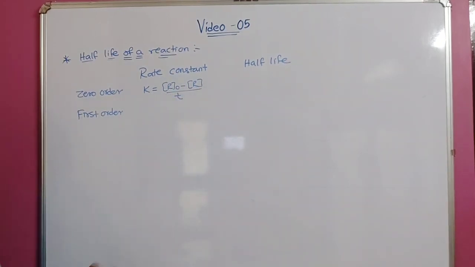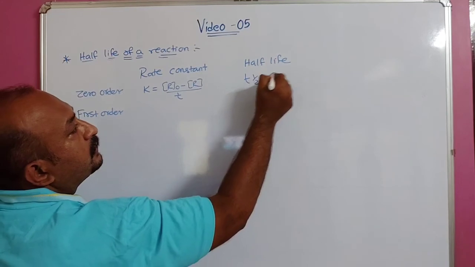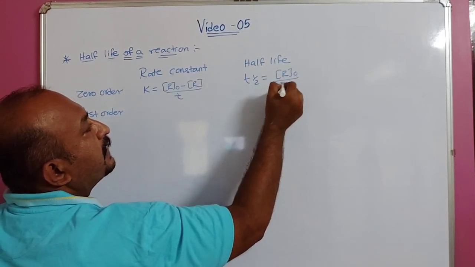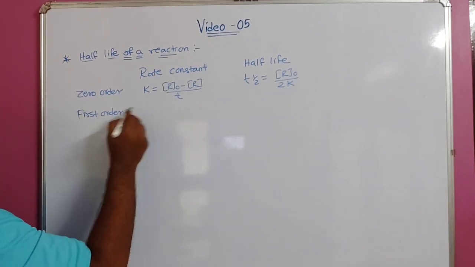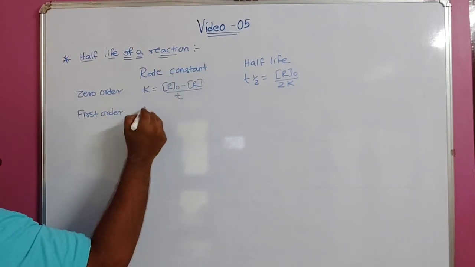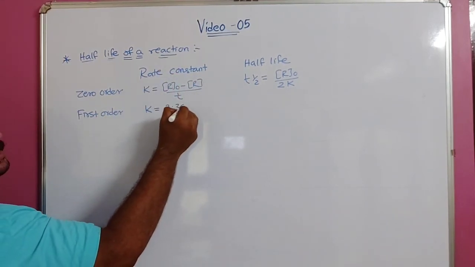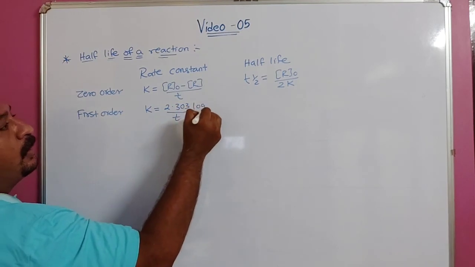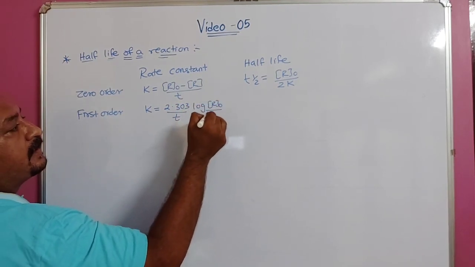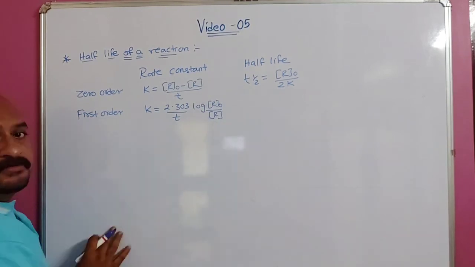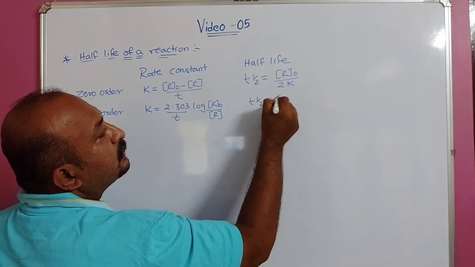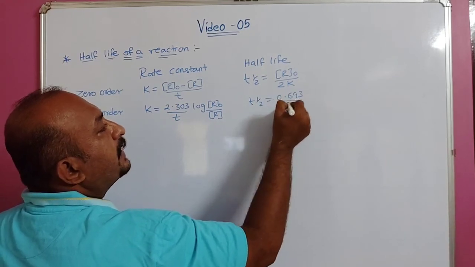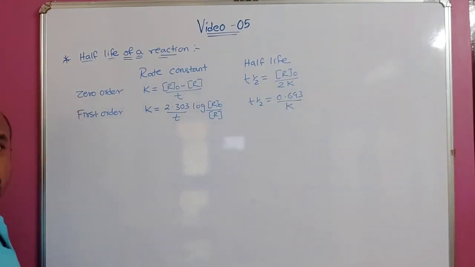And what was the formula for T half? T half was equal to R0 by 2K. Understood? This is for zero order. Now for a first order reaction, rate constant K is equal to 2.303 by T log R0 by R, that is initial upon final. And here T half is equal to 0.693 by K. This is the formula we are seeing.